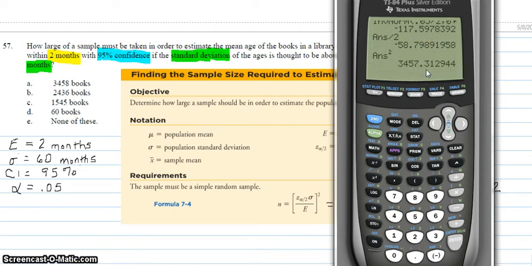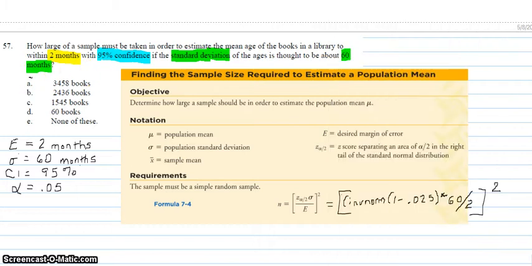3,457.3. Well, we can't have 0.3 of a book, so we need to round up. So that's 3,458. So our answer here would be A, 3,458. The correct answer is A. 3,458 books.